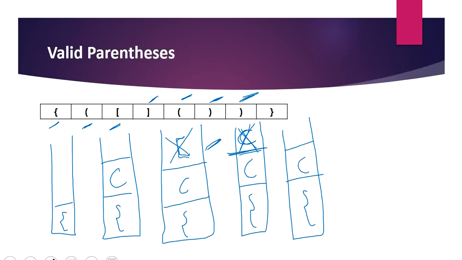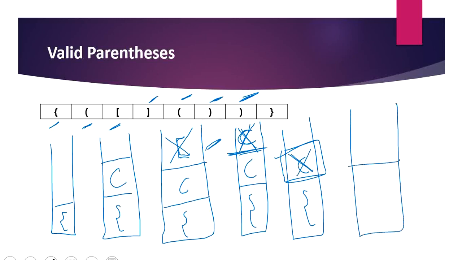Moving on to the next bracket, it is a closed round bracket. I'm going to check whether the top has an open round bracket. Yes, it has an open round bracket, so I'm removing it from the stack. Now our stack has only an open curly brace. Now checking here, there is a closed curly brace, so I'm checking whether the top of the stack has an open curly brace. Yes, it has, so I'm removing it. So now our stack is empty. We are going to return whether our stack is empty or not.